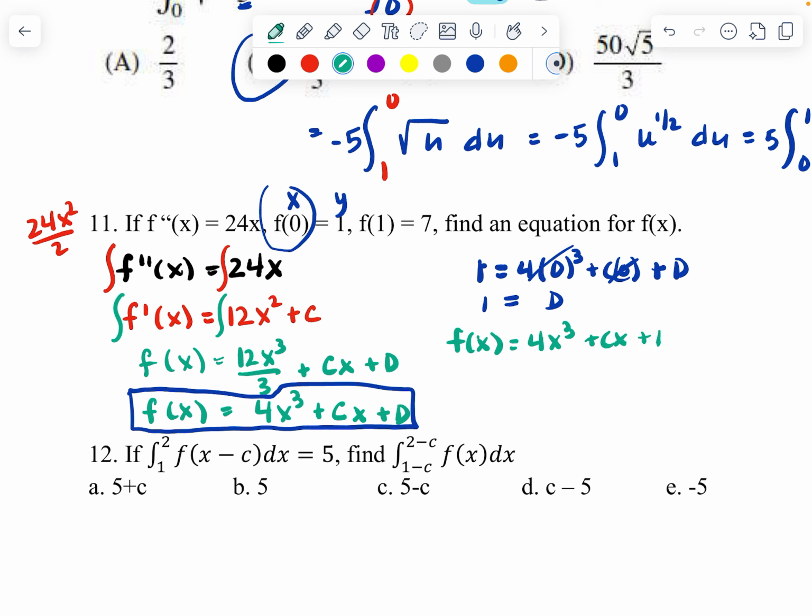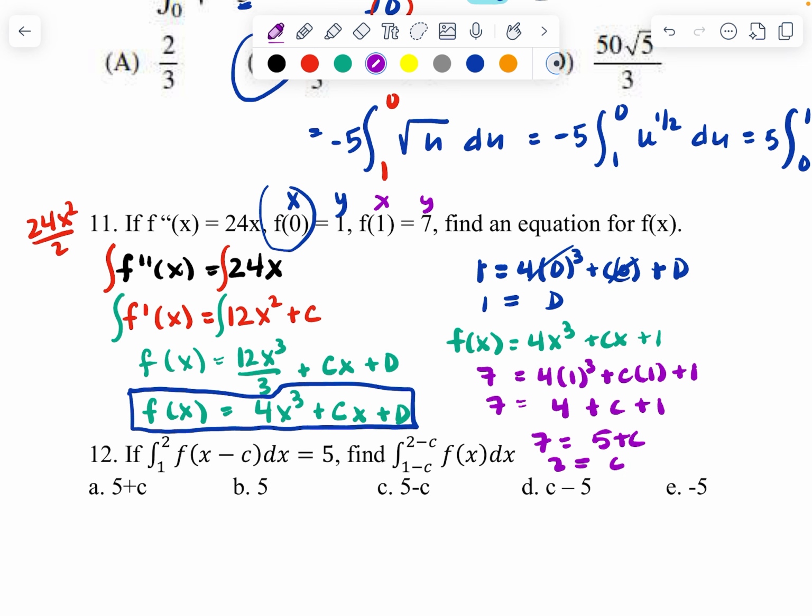Okay, now let's do it again, but this time plugging in x equals 1 and y equals 7. So I'm going to get 7 equals 4 times 1 cubed plus c times 1 plus 1. So this is going to give me 7 equals 4 plus c plus 1. Hey, this is so much better. So 7 equals 5 plus c, so c equals 2.